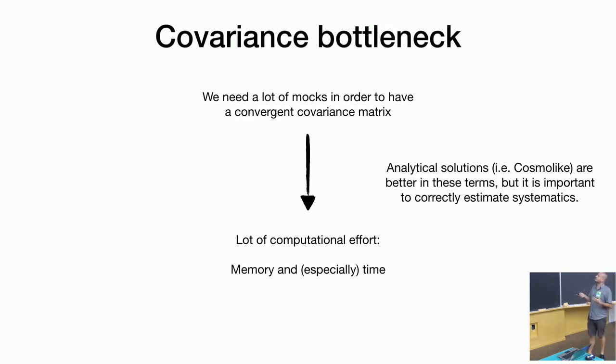We can try to do an analytical covariance matrix, but it's always important to put the correct systematics in it in order to have the covariance as realistic as possible.